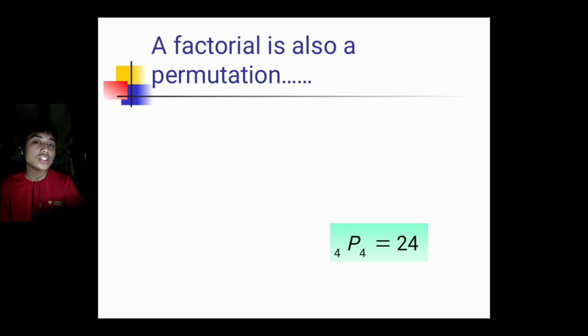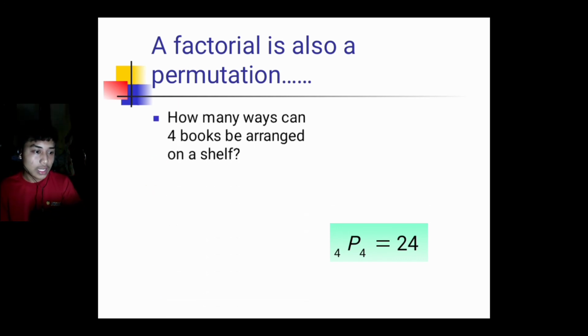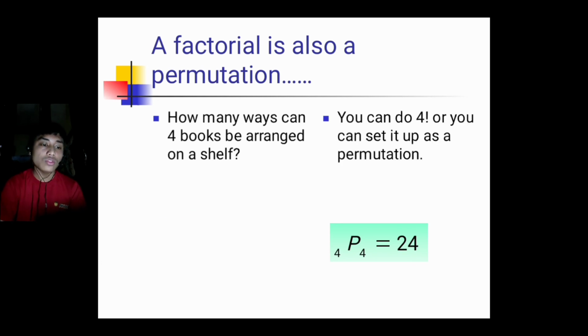So, factorial is also a permutation. How many ways can 4 books be arranged on a shelf? Walang sinabing eksakto, so automatic, meron tayong 4. Wala kasi tayong in-arrange from the ganyan-ganon, meron 4 lang. So, you can do 4 factorial or you can set it up as a permutation. So, the answer is 4! = 24.